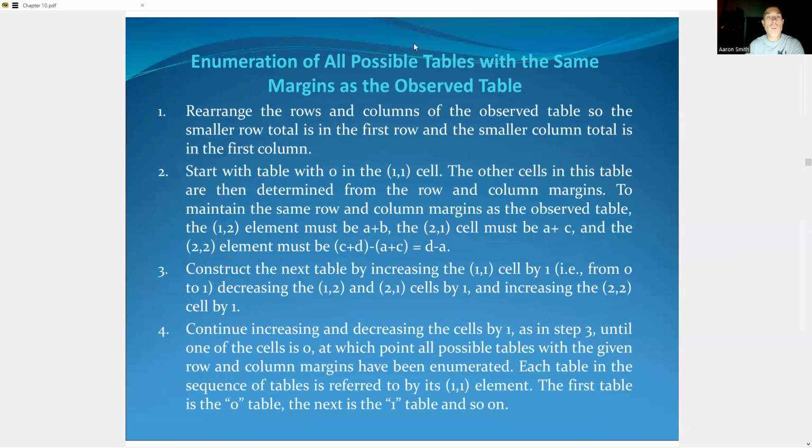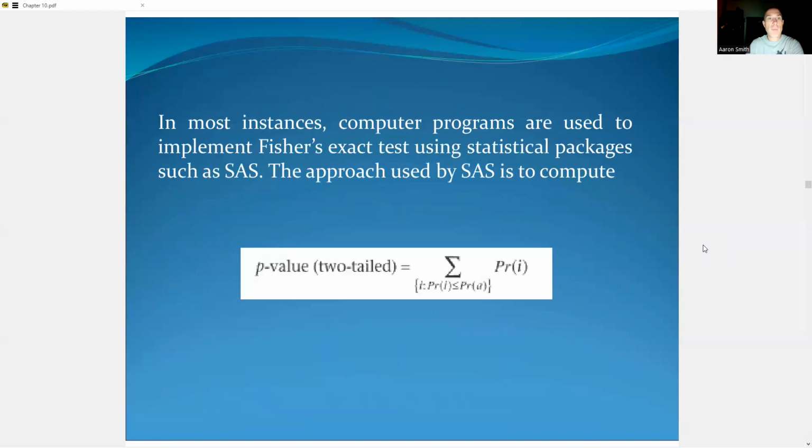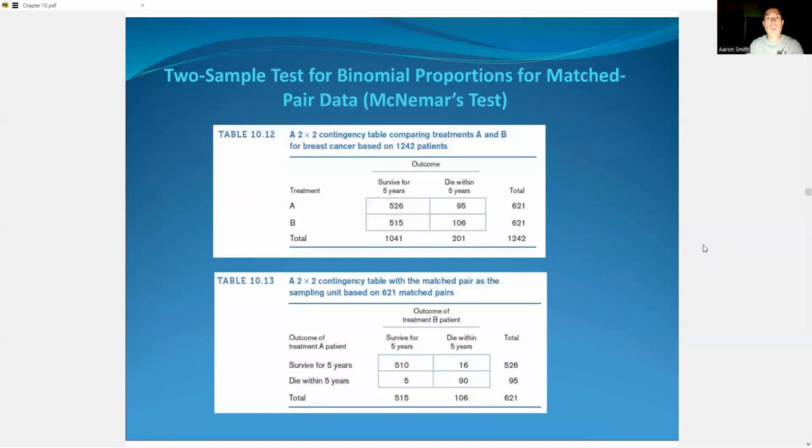All right, so this is just talking about going over all of the different possible tables that would give you the same row and column sums. Yeah, I'm just going to skip past all this.